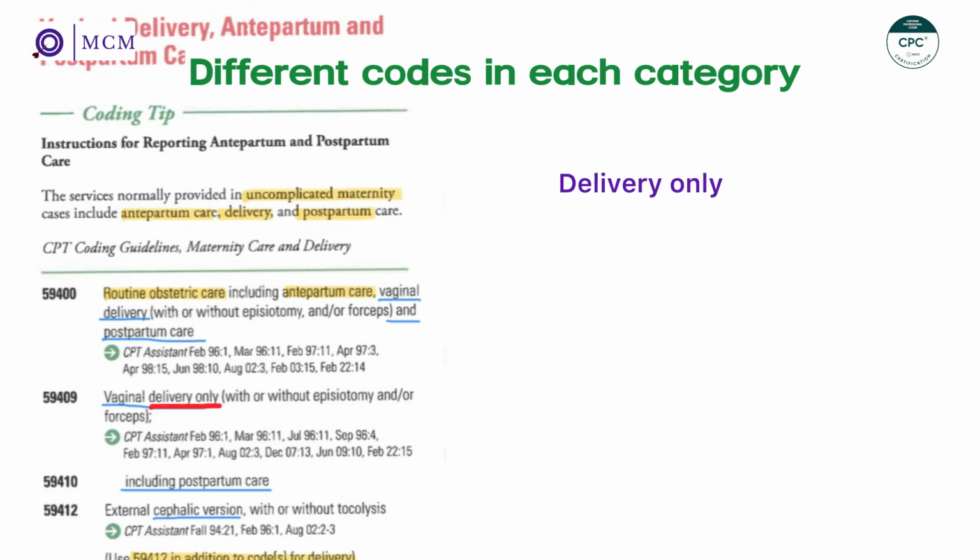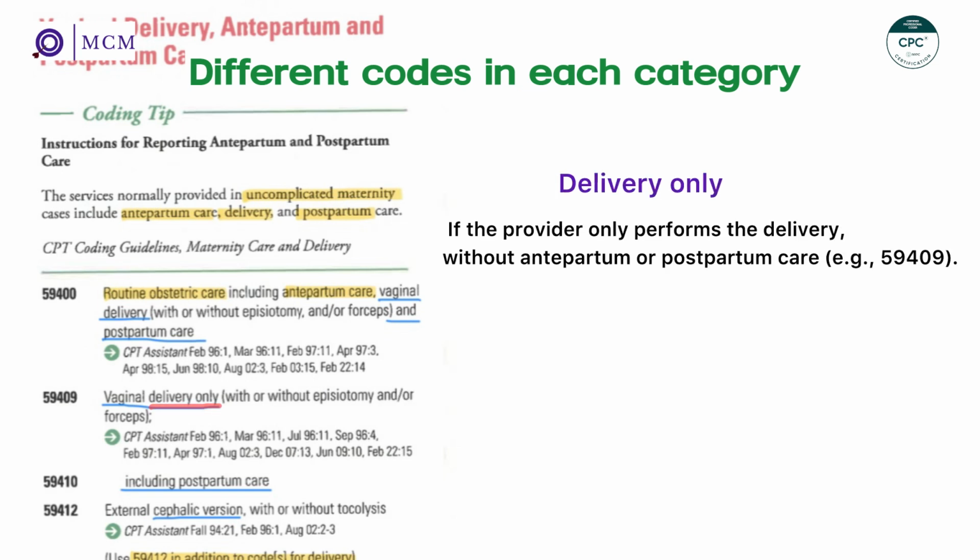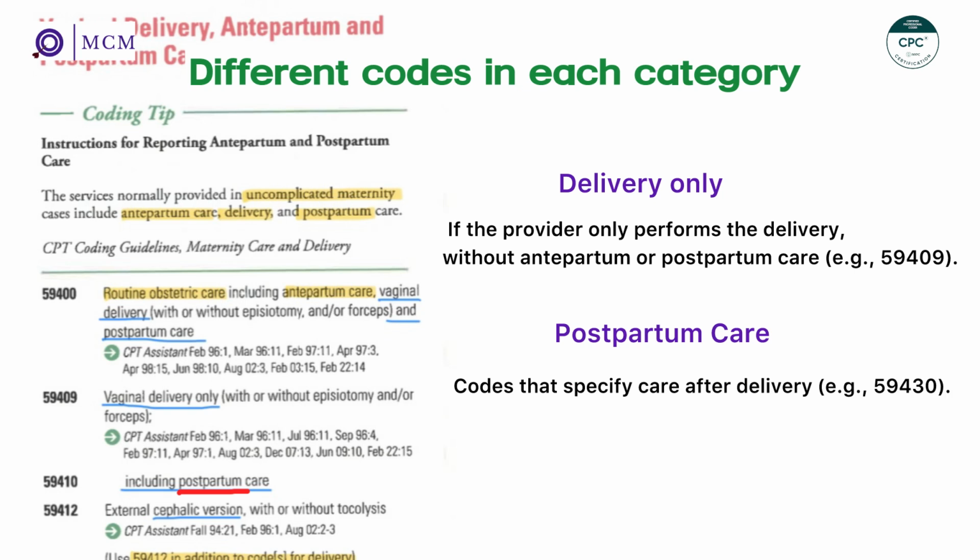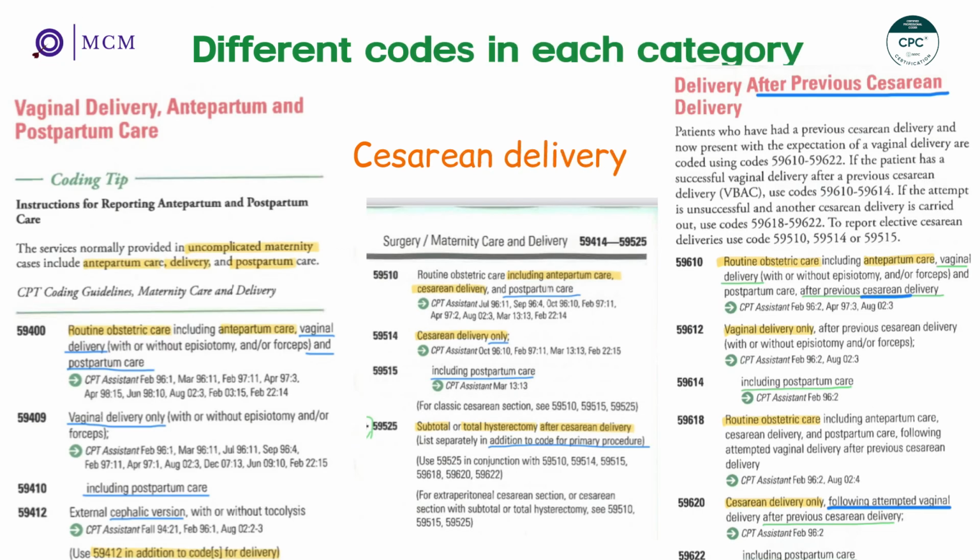Next code is delivery only, if the provider only performs the delivery, without antepartum or postpartum care, e.g., 59409. Postpartum care, codes that specify care after delivery, e.g., 59430. All these key terms are in the three categories of delivery CPT codes. If a provider manages the entire pregnancy, you'll use a routine obstetric care code. But if they only deliver the baby and nothing else, you'll pick a delivery only code. Postpartum care, codes that specify care after delivery.